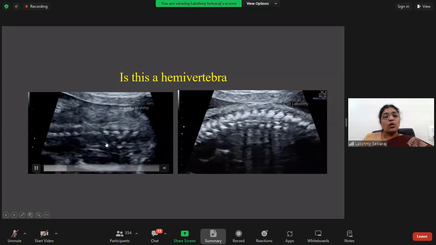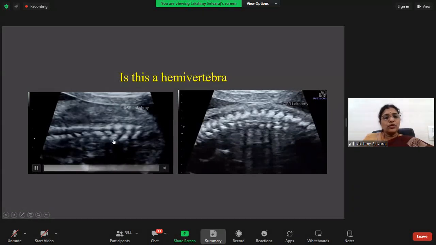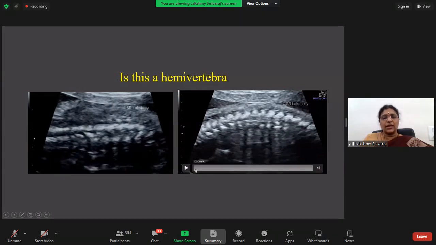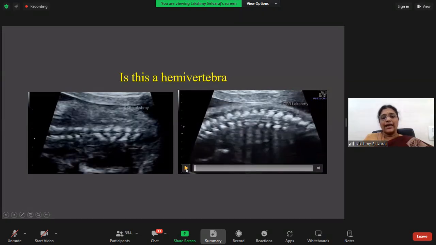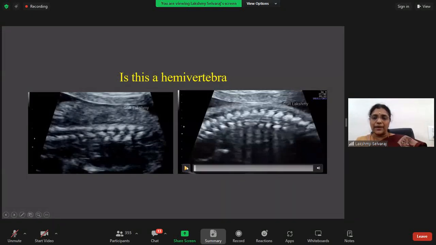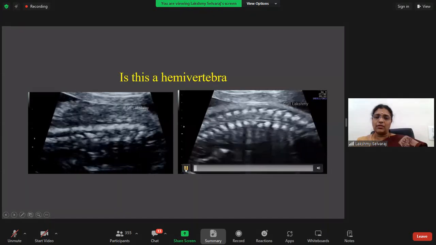Now coming to vertebral abnormalities. When I do the coronal section, now I'll show you two clippings. This is the coronal section and this is the sagittal section. I'll ask you to focus on this area. Now just view the clipping and let me know whether there is a vertebral abnormality or not.